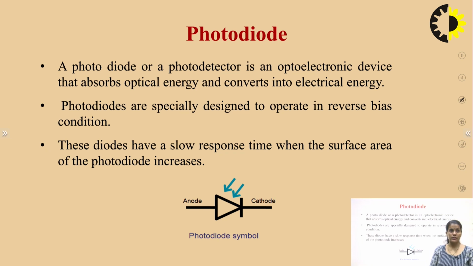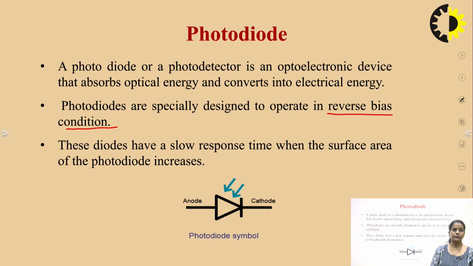So, how is it designed? It is designed to operate in the reverse bias. So, what is the reverse bias condition? When in a diode, the cathode of the diode is connected to the positive terminal of the battery and the anode of the diode is connected to the negative terminal of the battery. That is the condition of reverse biasing. So, photodiodes are made to operate in the reverse biased condition.